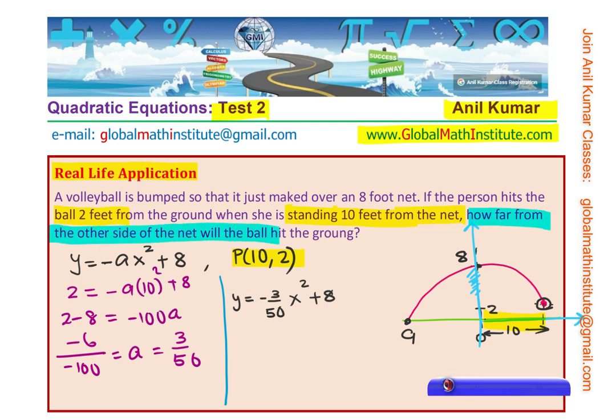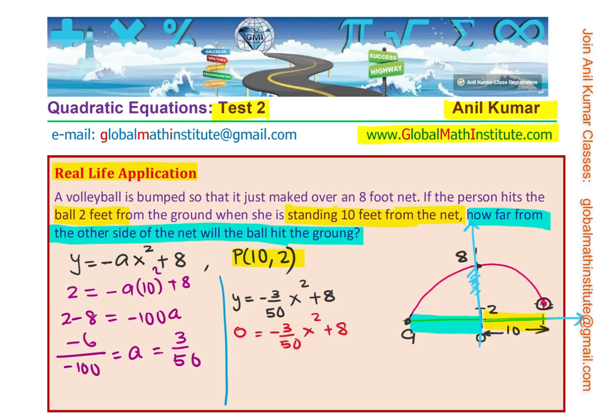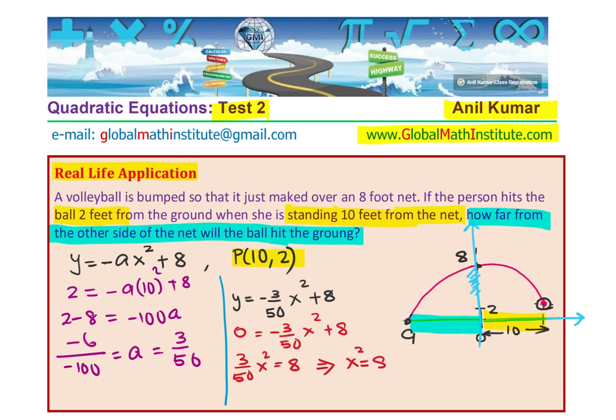Now the question is, how far from the other side of the net will the ball hit the ground? So now we are interested in finding this length. Hitting the ground means height will be 0. So equate 0 for the height and find the value of x. So let's rearrange. We get 3 over 50 x squared equals 8. So now that means that x squared is 8 times 50 over 3.